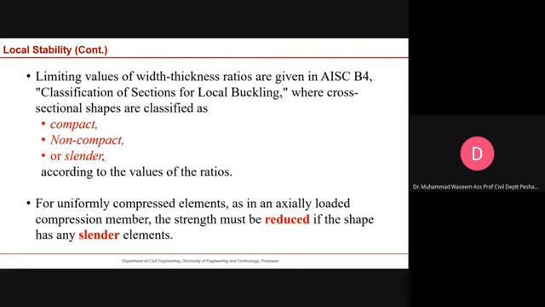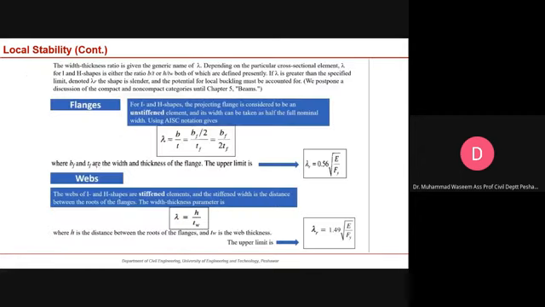This is based on the width to thickness ratios. This division in AISC is based on the width to thickness ratio. For a uniformly compressed element, the strength must be reduced if the shape is slender. Now this is how we can check the local stability.